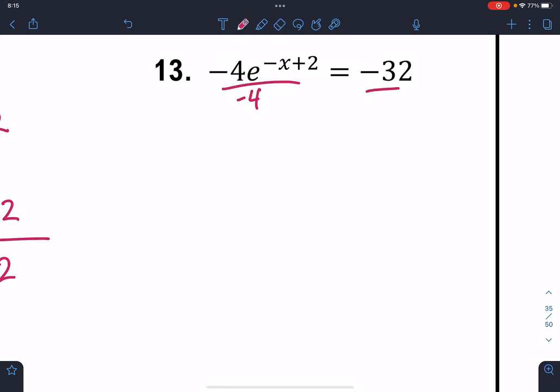Well, let's divide both sides by negative 4. Get rid of that number, right? This negative 4 is being multiplied by this entire thing. Divide by negative 4. So I now have e to the negative x plus 2 equals 8.